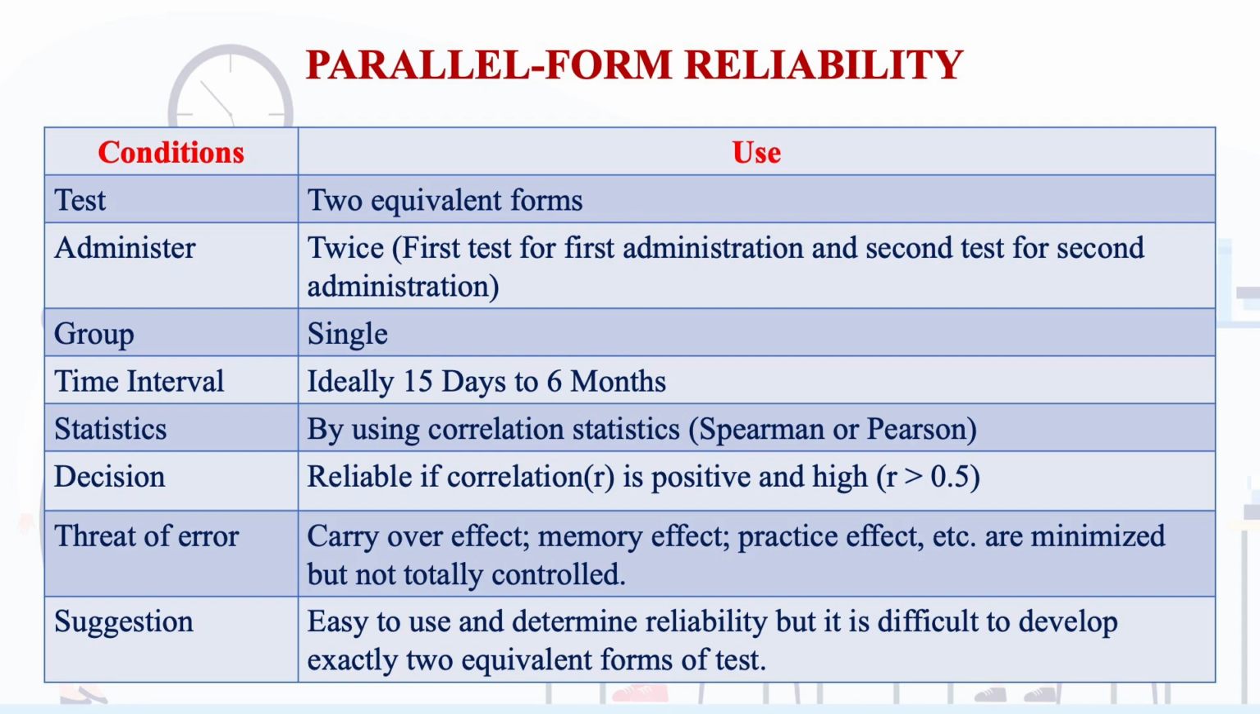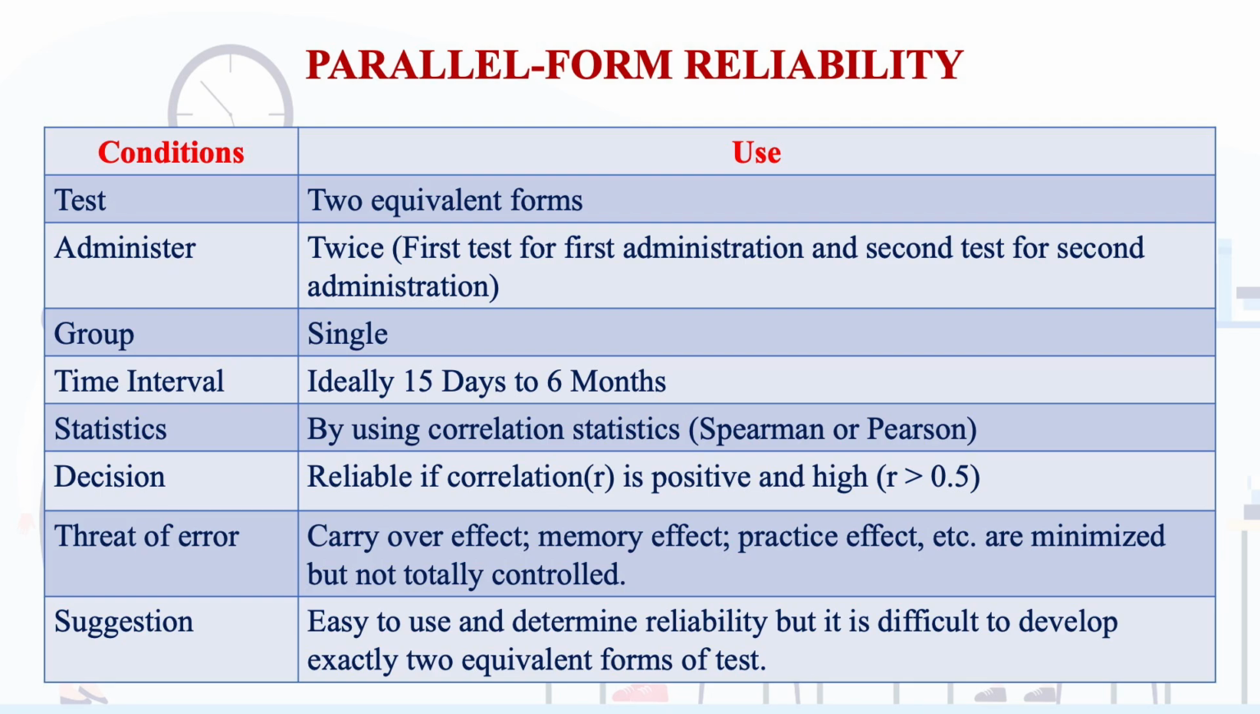So let us try to understand what procedures you have to follow for using parallel form reliability. First of all, two equivalent forms of the test have to be prepared. So you have to prepare two parallel tests, and that's why the name is parallel form reliability. That means two tests will be developed from the same content, the same objective areas, the same time interval, the same types of questions. But here the items will not be repeated. Items will be different, but everything else will be the same.